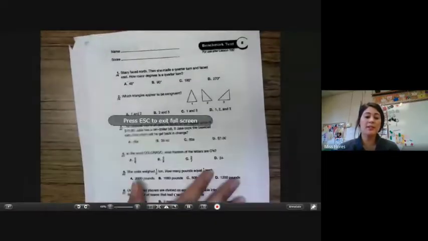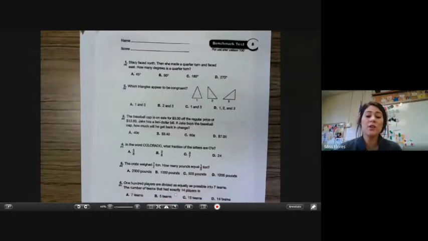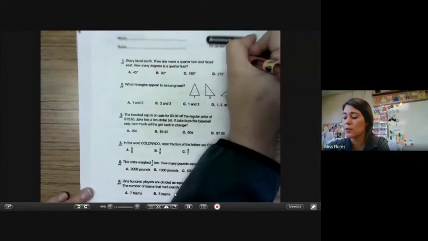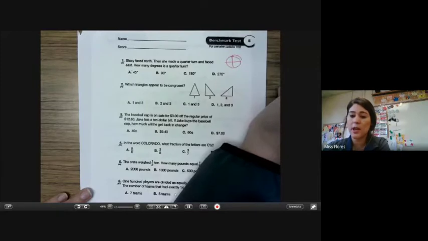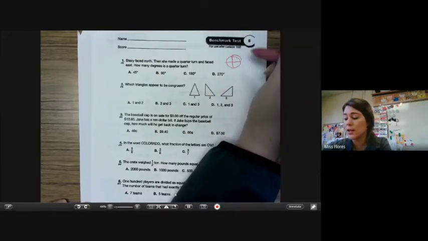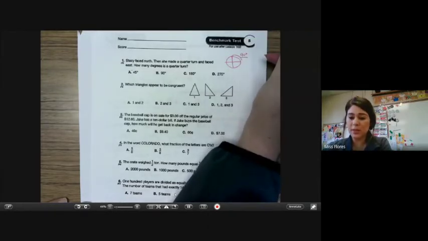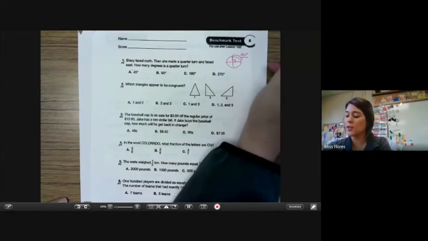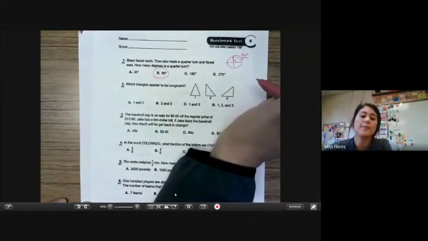All right, number one, it says Stacy faced north. Then she made a quarter turn and faced east. How many degrees is a quarter turn? So if we're looking at a clock, and she's facing north and she's going to a quarter to here, how much of a turn did she make? This is going to be a 90-degree turn, because it's all 90 degrees each section because we get our 90-degree angle right here. So it would be 90 degrees.